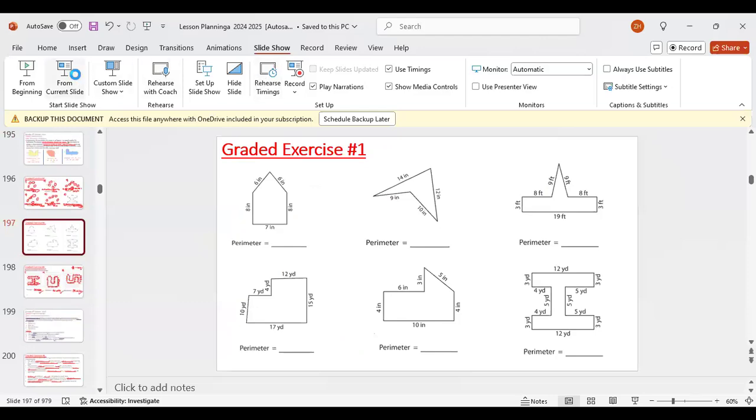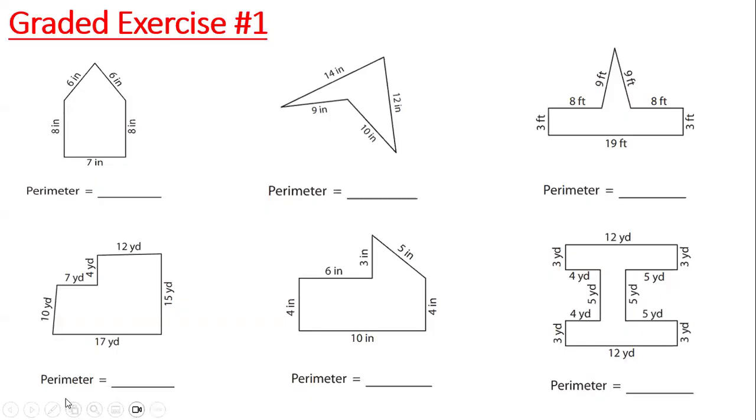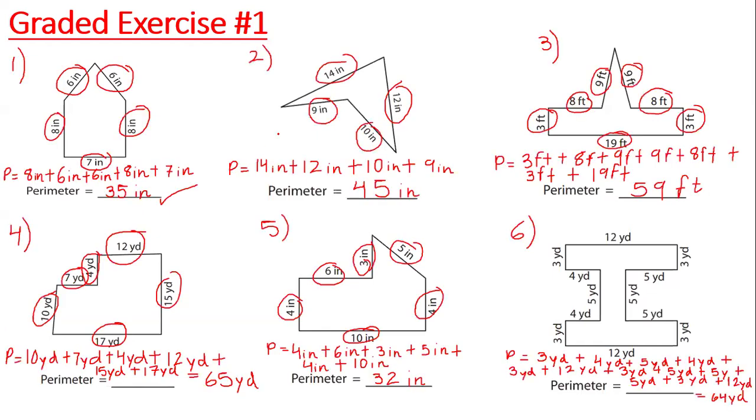So for the grade exercise, what y'all have for number one? 35 inches. 25 or 35? 35. Yeah, 35 is correct. For number two, I got 45. Did y'all get 45? Yes, sir. For number three, I got 59. Did you get 59? Yes, sir. Good. And for number four, all I did was add up all the sides and I got 65 yards. Anyone got 65 yards? Anyone reach number four yet?